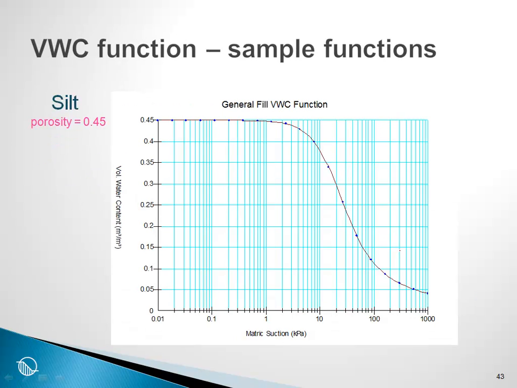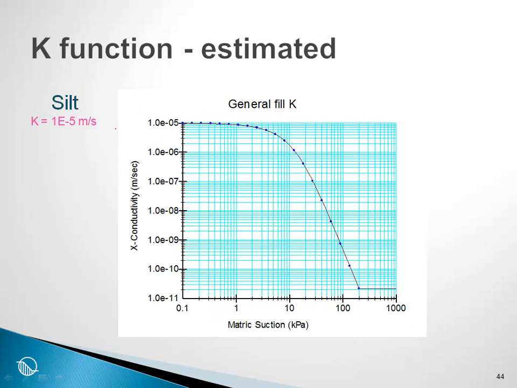We are going to use a sample function that comes with the SEEP software, and we are going to use the sample function for silt, and we're going to make the porosity 0.45. In other words, the volumetric water content at a zero pressure is 0.45. Then we are going to estimate the conductivity function, and we're going to say that the saturated hydraulic conductivity is 1 times 10 to the minus 5 meters per second.